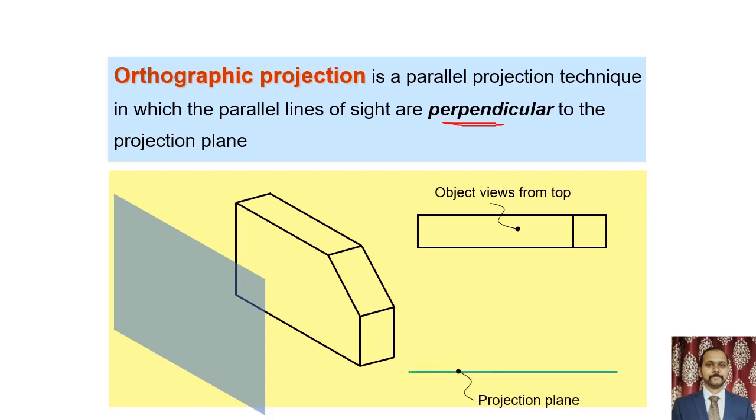And this is the projection plane. If you see this, this is the first line, that means this edge. Then this is the second line, which is perpendicular to this projection plane.